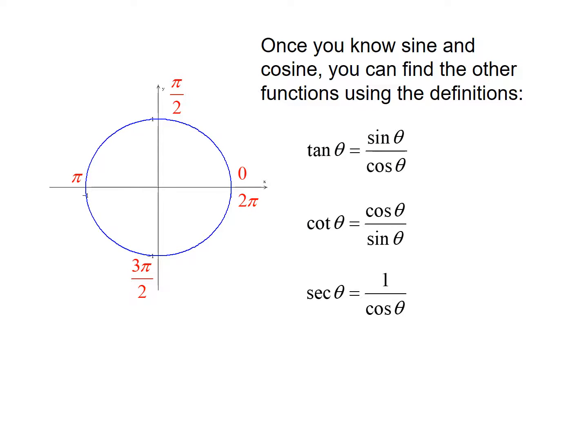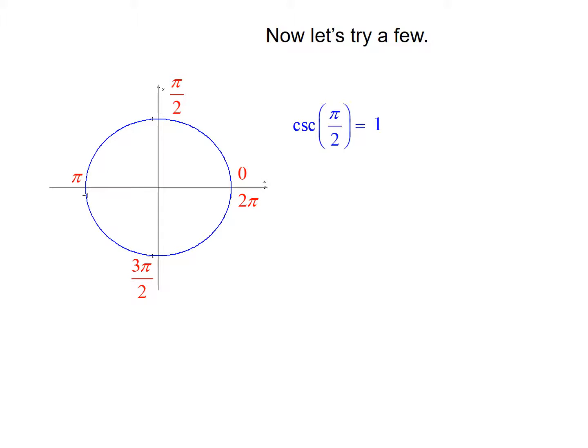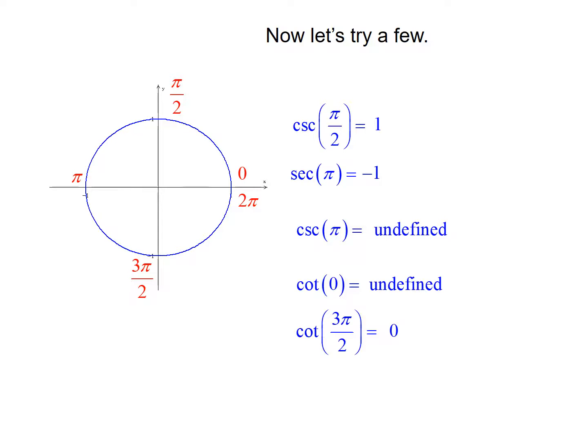Okay, it helps to know the relationship of all the other trig functions in terms of sine and cosine. If we do, then as long as we can find sine and cosine, we can find all of the others. If you ever divide by 0, then your function is going to be undefined. So cosecant of pi over 2. Well, cosecant is 1 over sine. Sine of pi over 2 is 1. 1 over 1 is 1. Secant of pi is negative 1. And you can take a moment to try to think through all of these in terms of sines and cosines to determine how we came up with all of them.